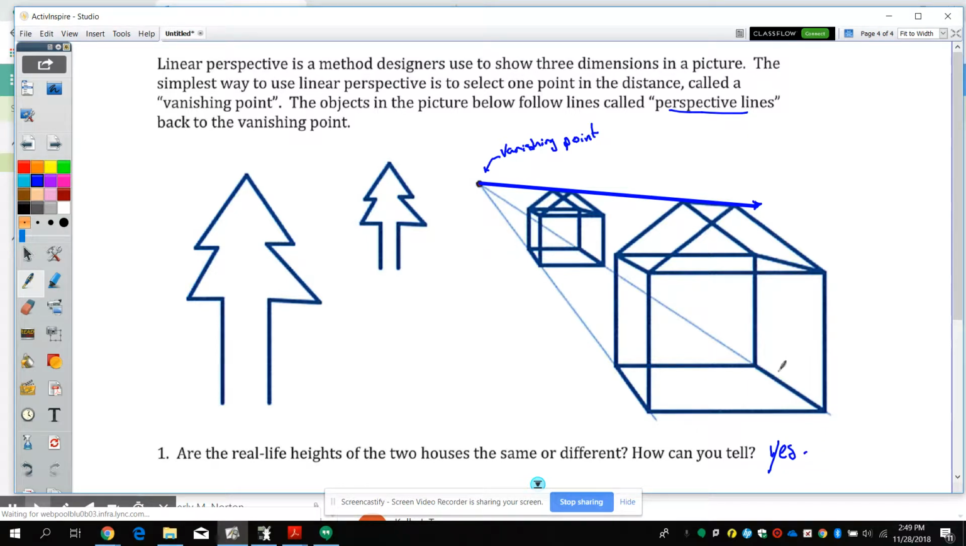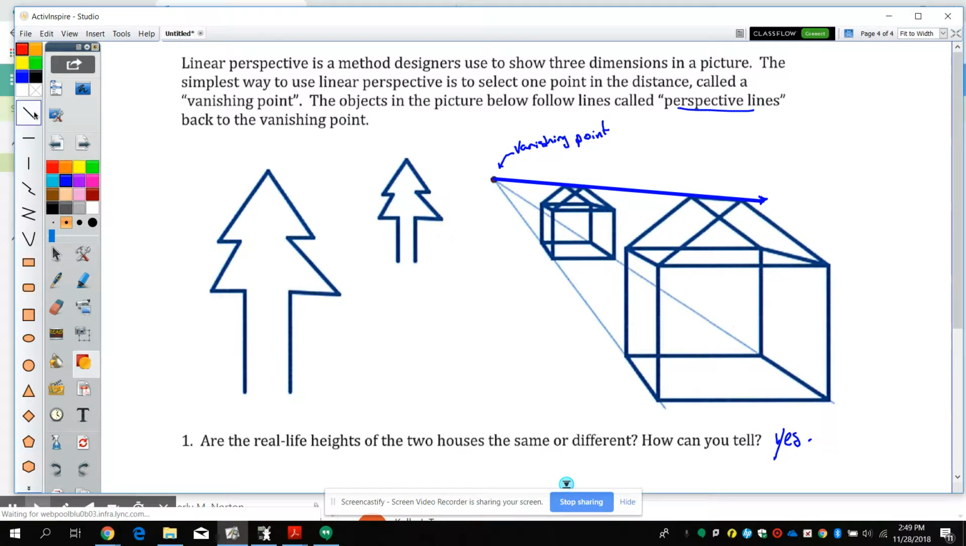Now the next question involves a tree, so I'm going to go ahead and draw some lines, and then we'll take a look at what the question asks. So I'm going to do the same thing here. Let's switch colors. Let's go orange. Green for trees, right? Okay, so I'm going to go to this vanishing point, and let's line up the edges of this tree. Notice that works pretty good.